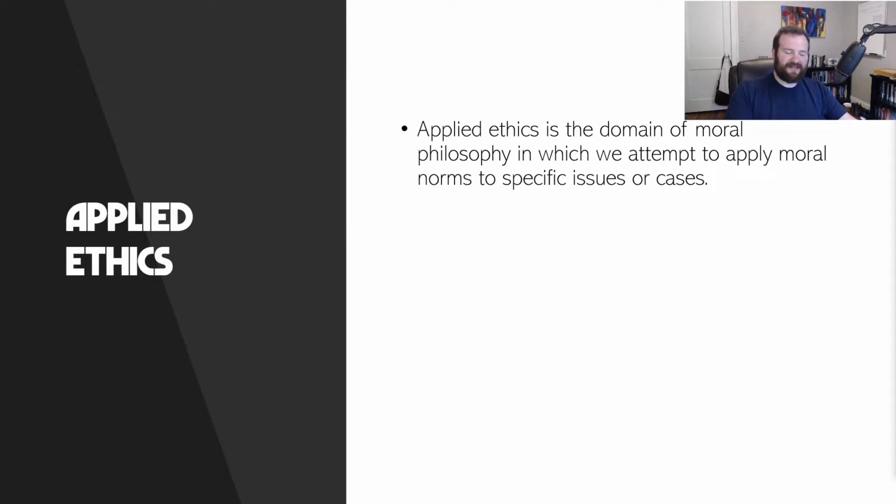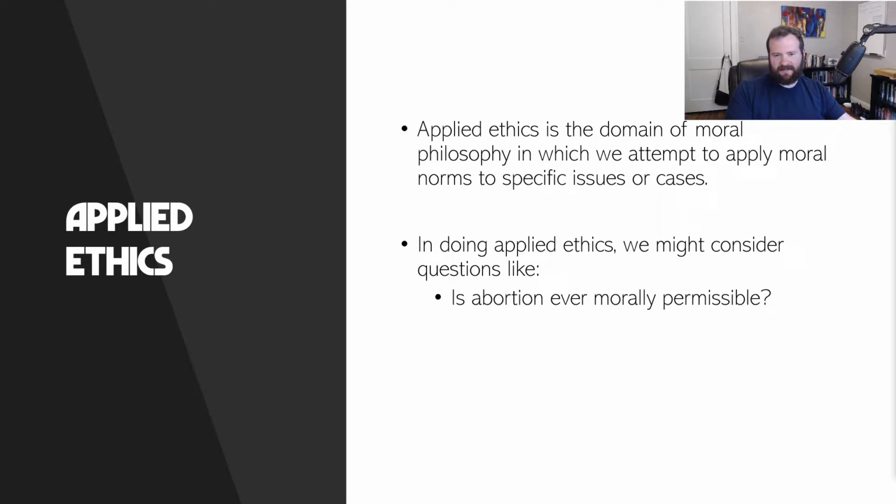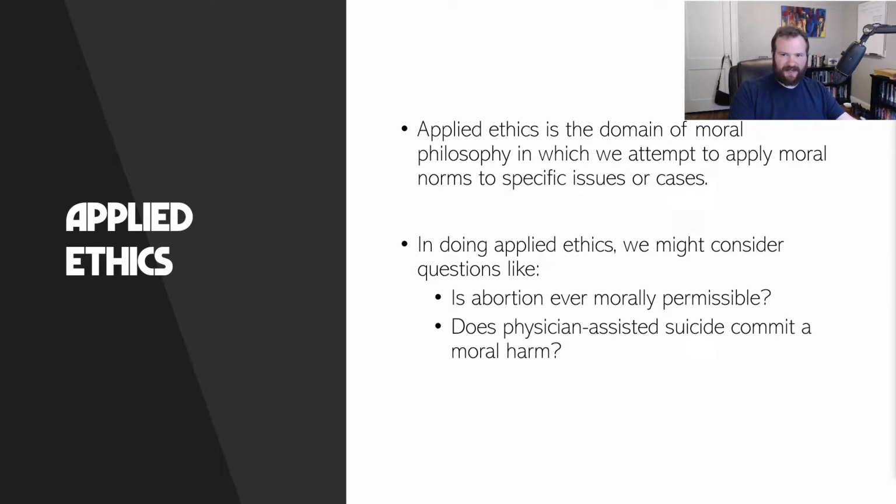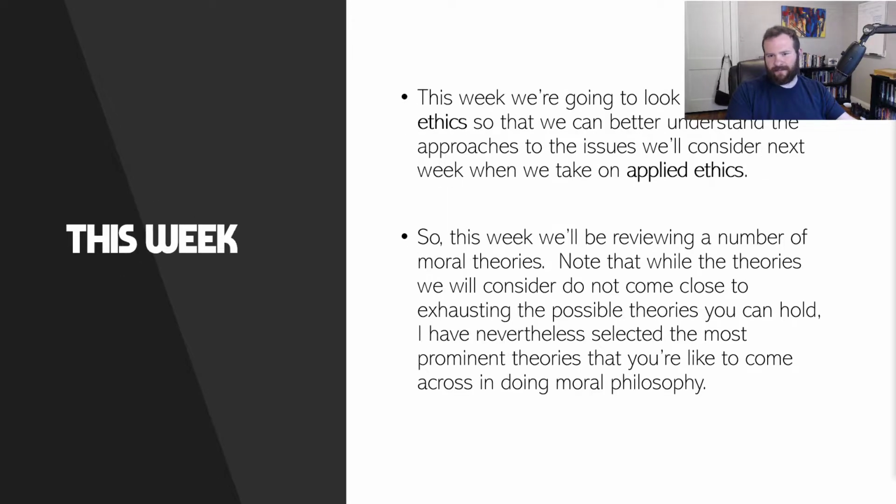Applied ethics, then, is just the applying of the results of normative ethics to specific things, right? To specific cases. So you might ask questions like, is abortion ever morally permissible? Or does physician-assisted suicide, euthanasia, commit some kind of moral harm? We're going to be doing some of that, specifically with abortion and euthanasia, next week. But for now, we first need to see what some of the moral theories on offer are, right? The idea is that really when you do applied ethics, what you're doing is applying those normative principles to real life cases, right? Okay, so let's look at some of the normative options that exist.